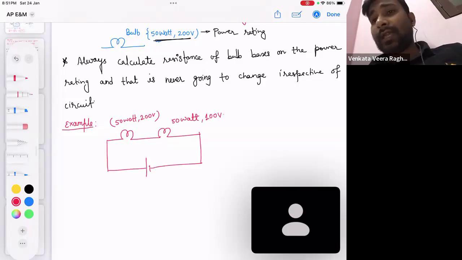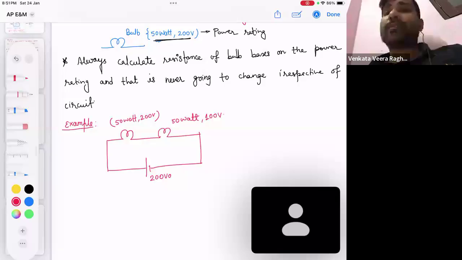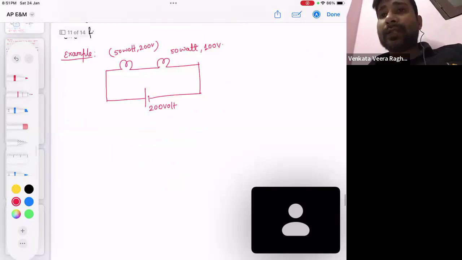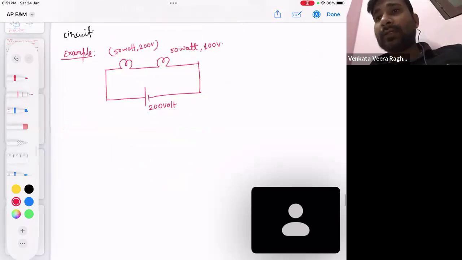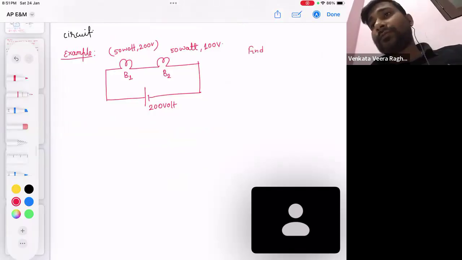And I'm going to connect a 200-volt battery here. Internal resistance of the battery is given as 0. This is bulb 1. This is bulb 2. The question asked: find the power consumption in bulb 1 and 2.